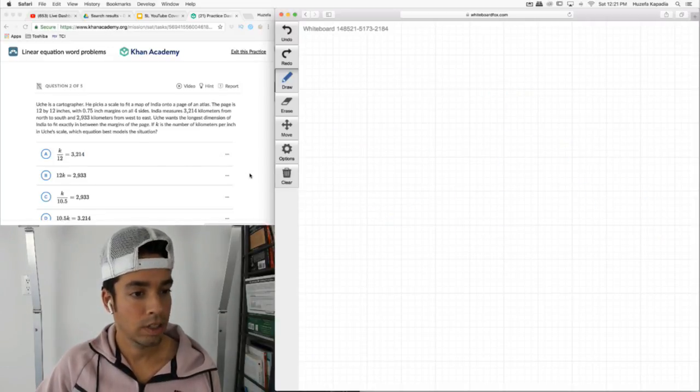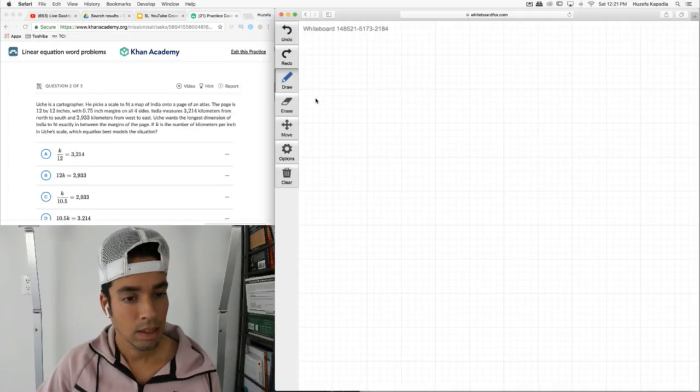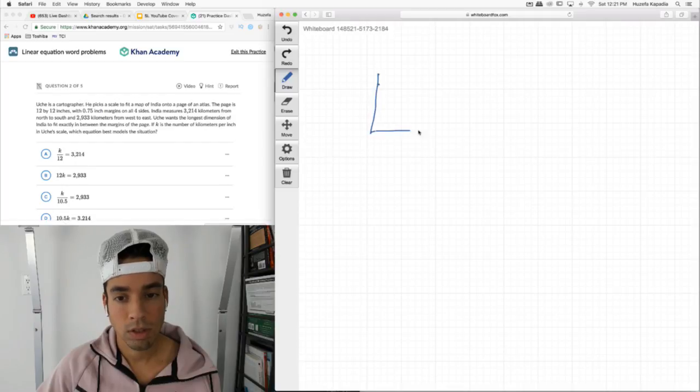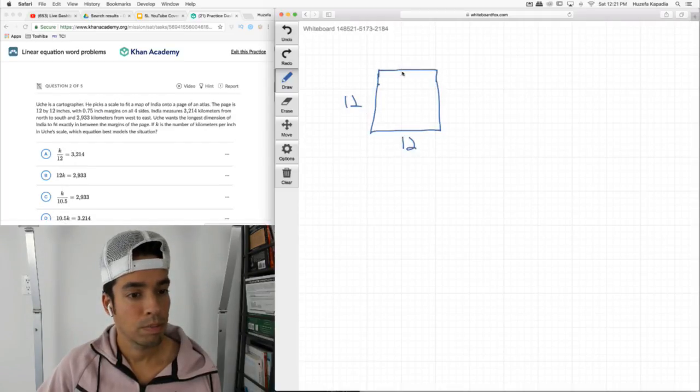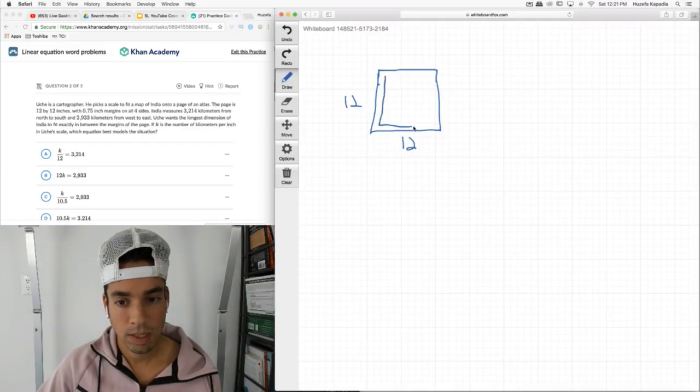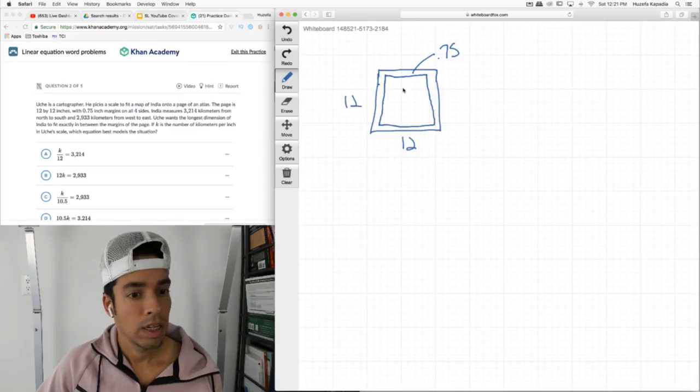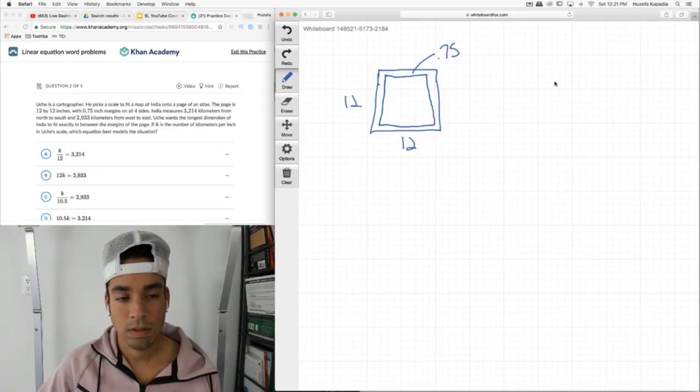Next, Uch is a cartographer. He picks a scale to fit a map of India onto a page of an atlas. The page is 12 by 12, so it's a square, with 0.75 inch margins on all 4 sides. So it's something like this. And these margins are 0.75 inches. India measures this many kilometers from north to south and this many kilometers from east to west.